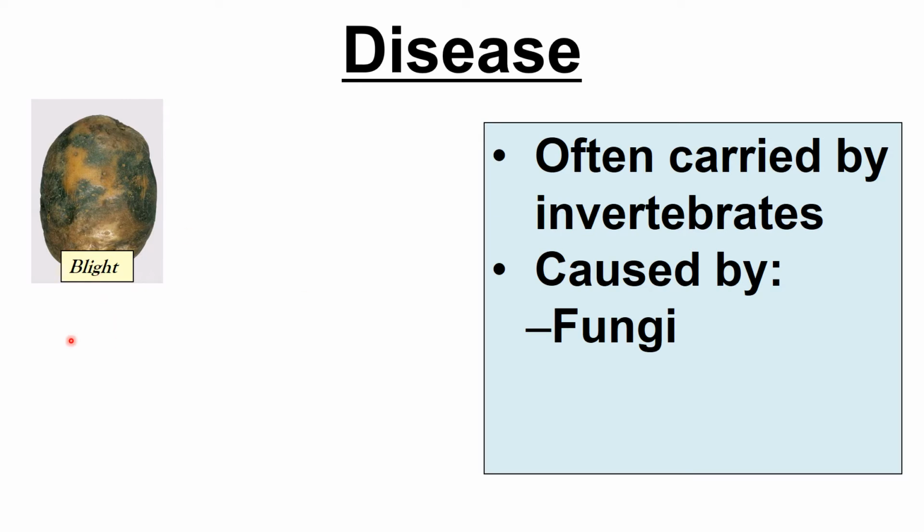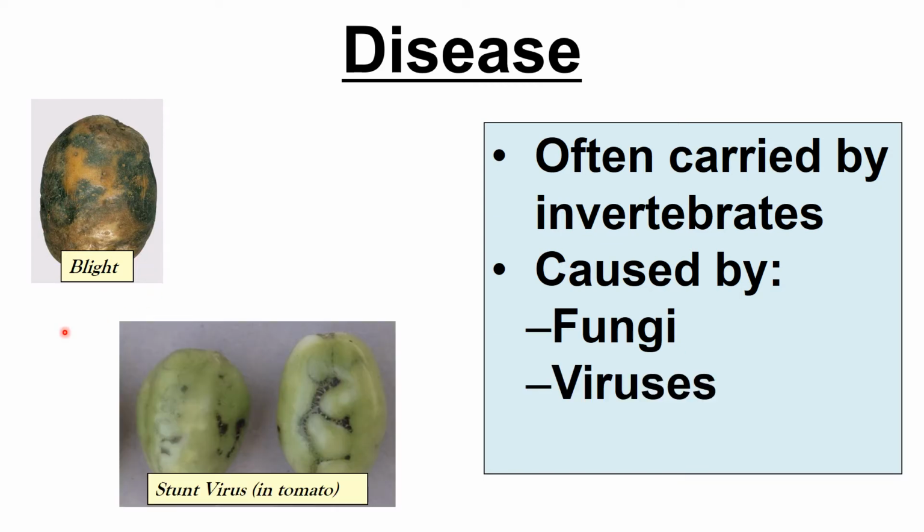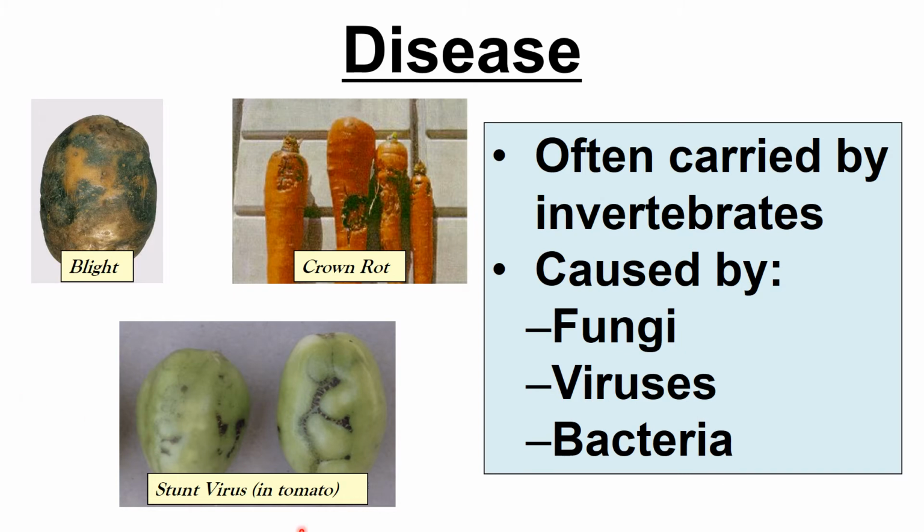Disease: invertebrates are again involved, as diseases are often carried by invertebrates. You have fungi, so blight is one of them, which is famous for the potato famine in Ireland, but it still occurs. Viruses as well, so there's stunt virus in tomato, and then finally bacteria. This is called crown rot, which you've got here in carrots. And particularly in the developing world, if somebody's crop is taken by one of these diseases, then it could mean starvation for the family.